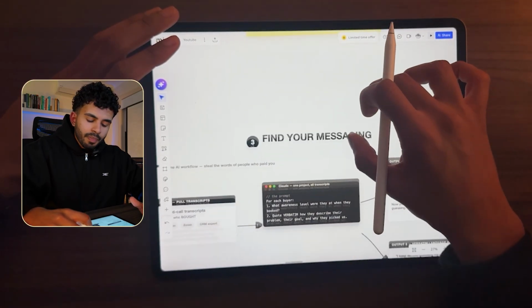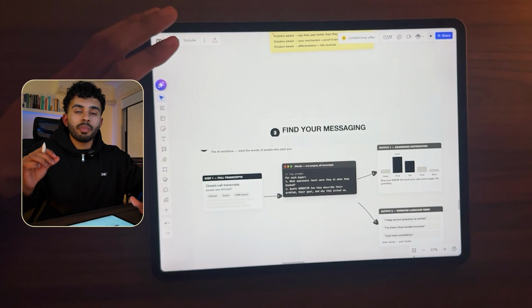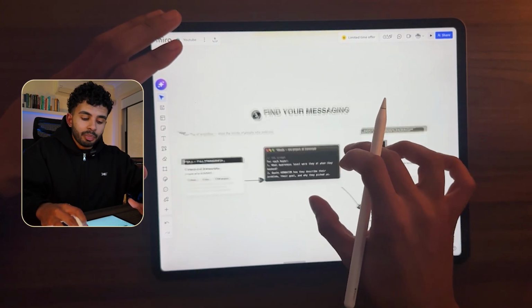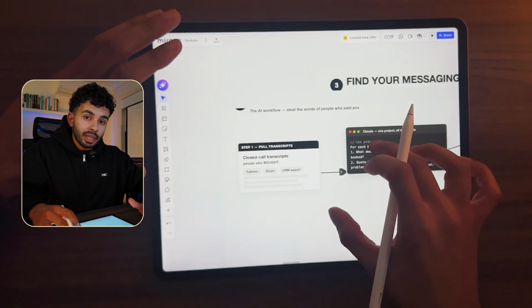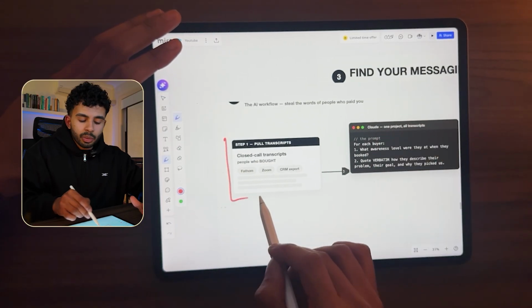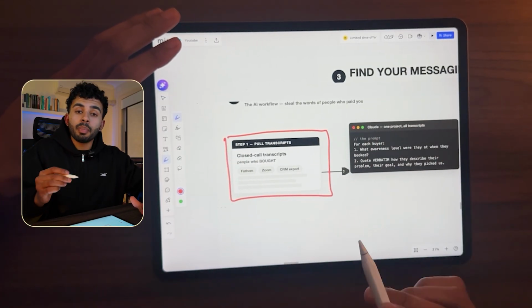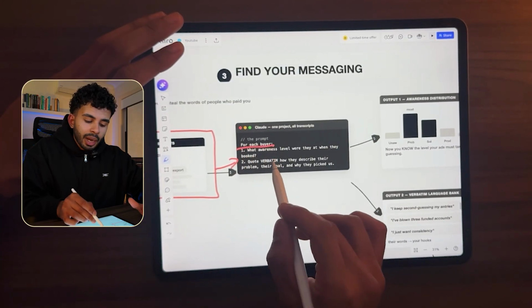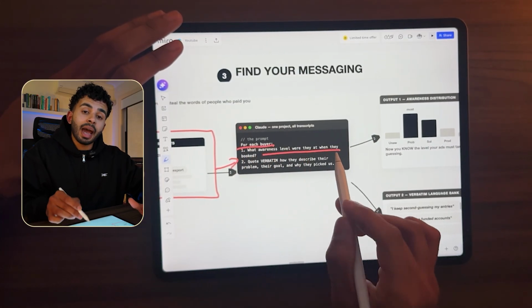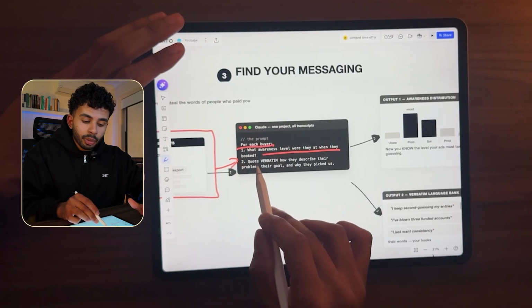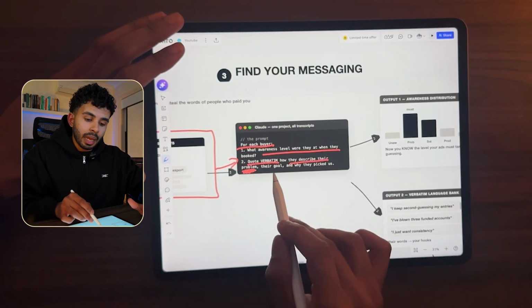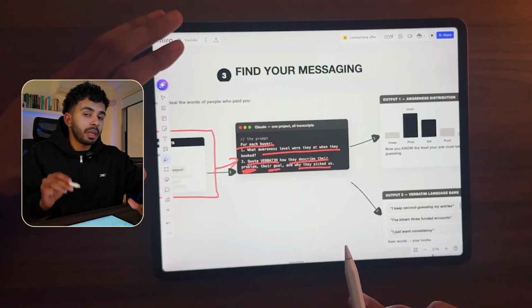Now, when it comes to your messaging, you need to stop guessing your messaging. The exact words that make your dream clients buy are sitting right in your sales call transcripts. Now, step 1 is you want to take the sales call transcripts of people that have bought and you want to feed it to Claude, and you want to ask it for each buyer, what awareness level were they at when they booked a call? And then you also want to get verbatim quotes of how they would describe their problem or pain point, their goal, and why they picked you specifically.